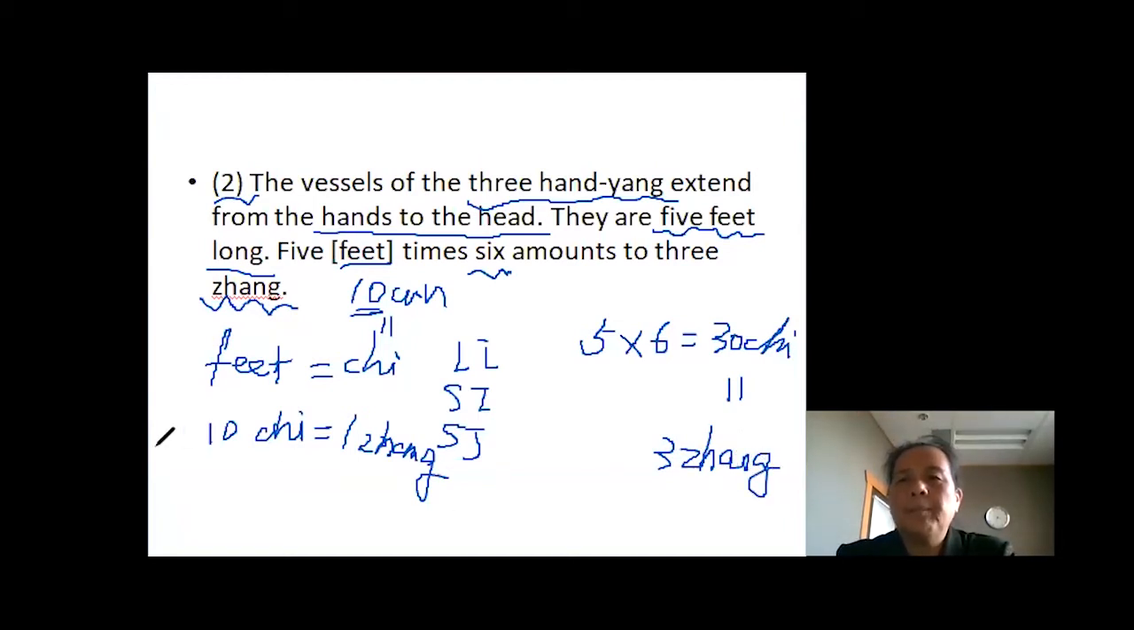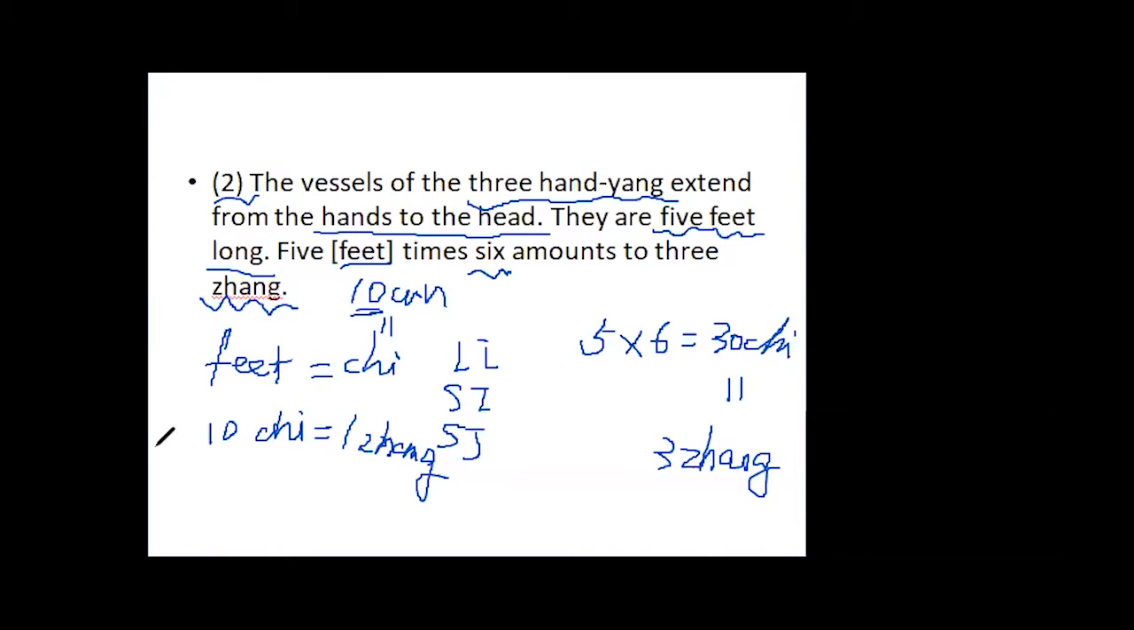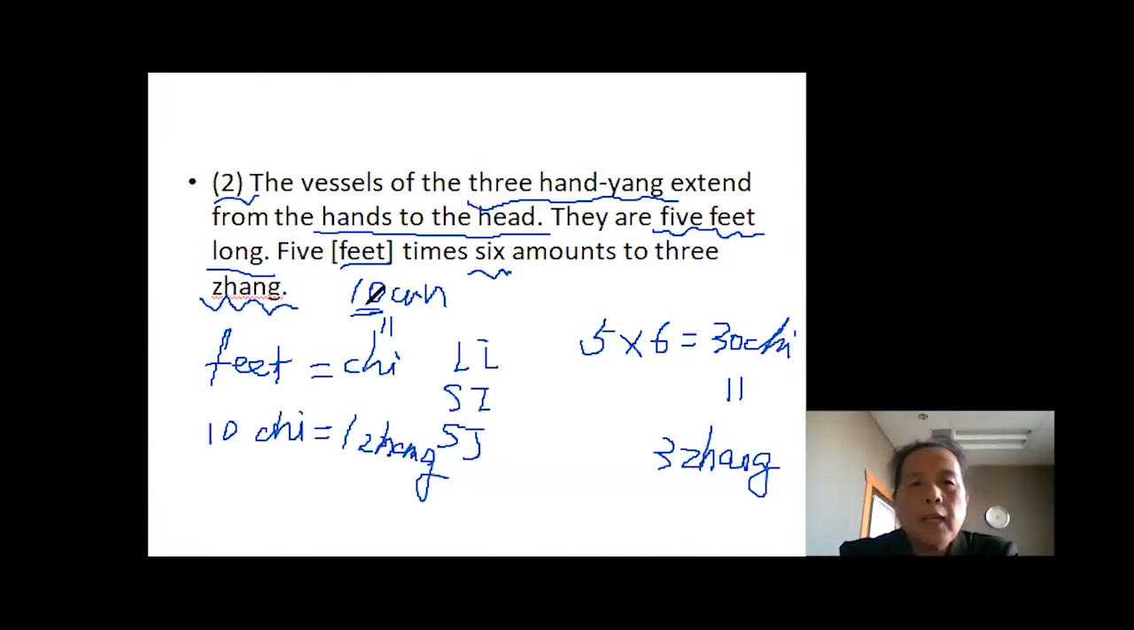Is it clear here? What is the number 6? The number 6: we have 3 yang meridians on each side, and both sides make 6 meridians. Does it make sense? 3 on one side, and 2 hands, 2 hands is 6. So that's where the calculation comes from.